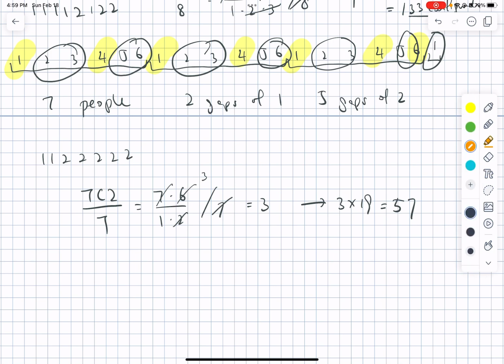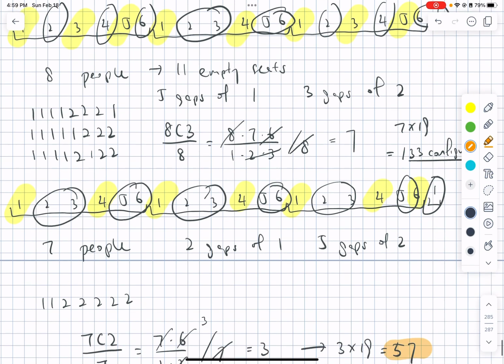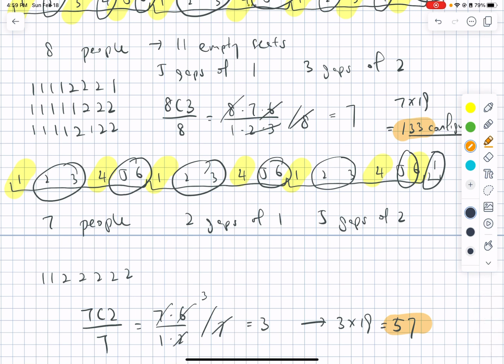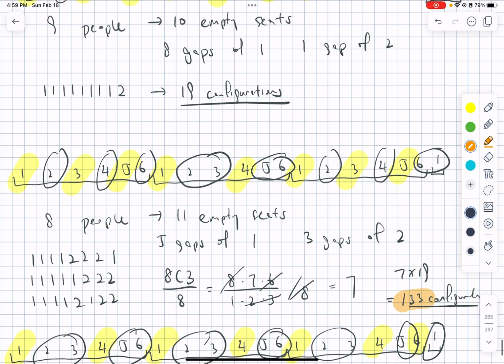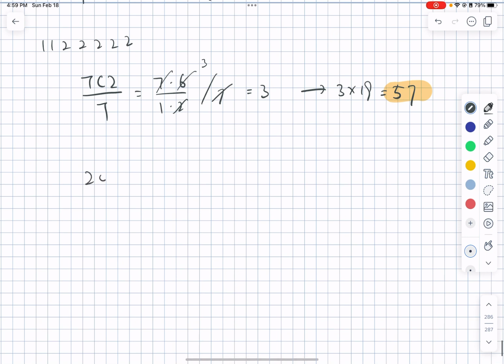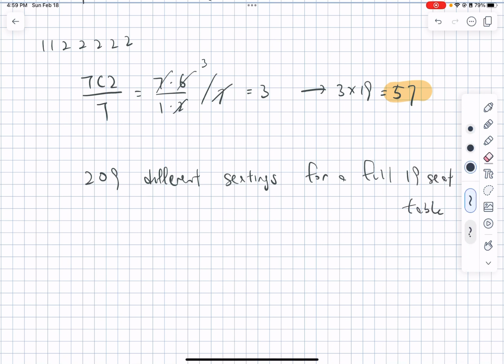So our answer should be 57 plus 133, that's 190, plus 19, that's 209. So in N, we're going to have 209 different seatings for a full 19-seat table. And the answer is going to be 209. So hopefully that was clear.